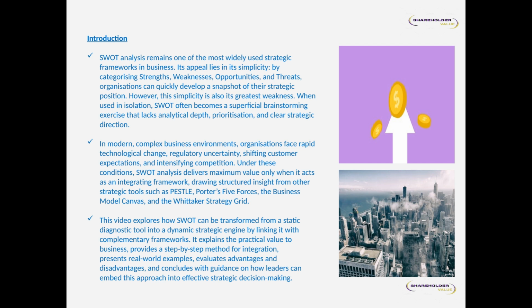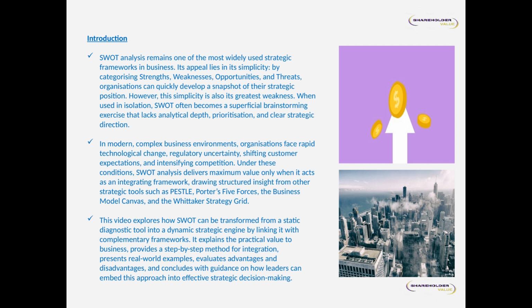SWOT analysis is popular because it breaks down a company's position into 4 clear parts: strengths, weaknesses, opportunities, and threats. This makes it easy for organizations to get a quick overview of where they stand. But the simplicity that makes SWOT useful can also limit its effectiveness. On its own, it often turns into just a basic brainstorming session without deeper analysis, clear priorities, or actionable strategies.